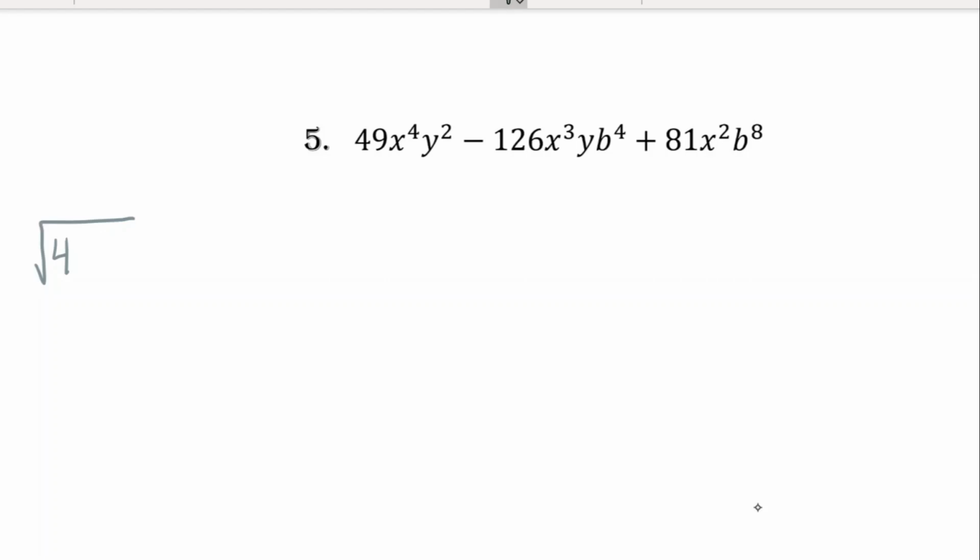All right, so we got 49x to the power of 4 y squared. So square root of 49 is 7. Square root of x to the power of 4 is x squared. Square root of y squared is y.